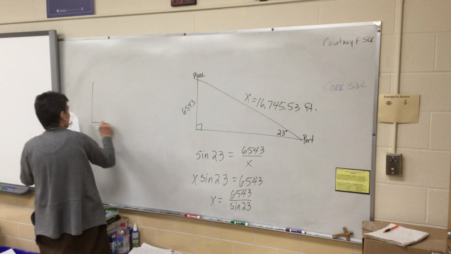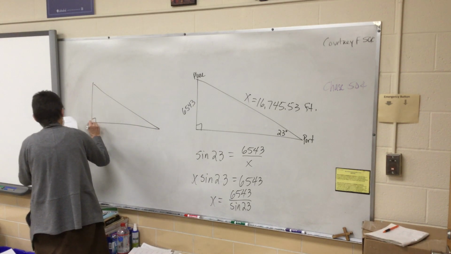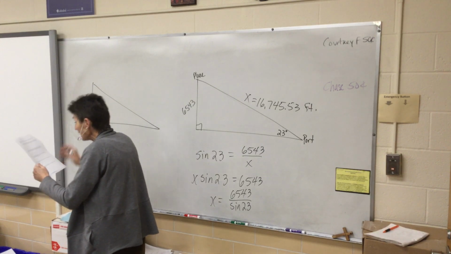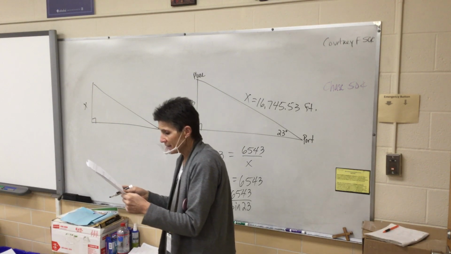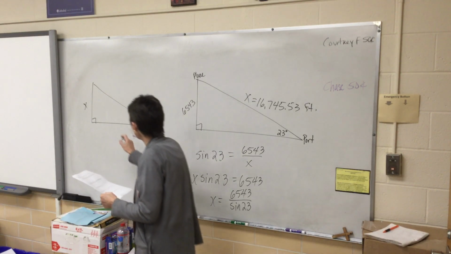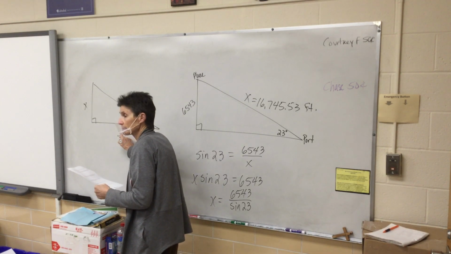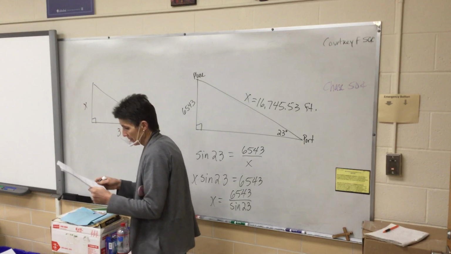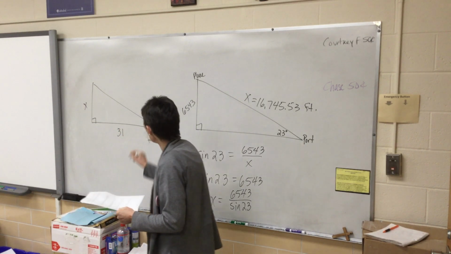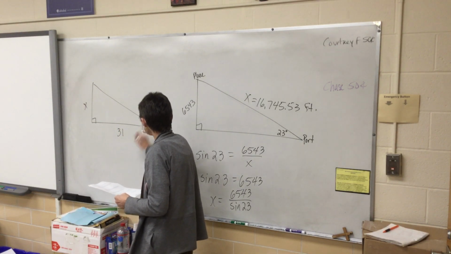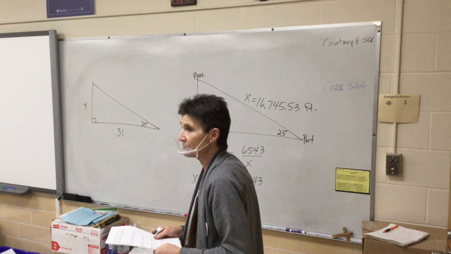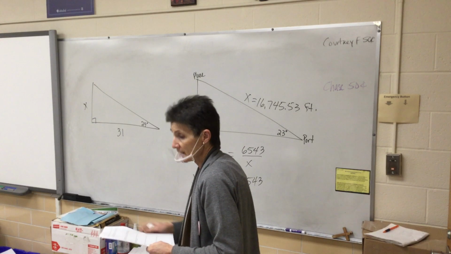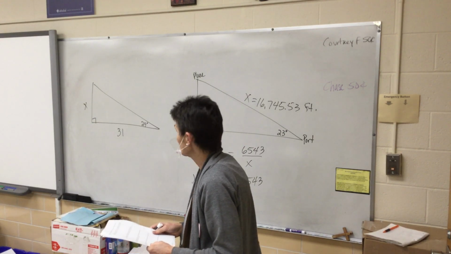Find the height of a flagpole that makes a shadow 31 feet long when the angle of elevation is 29 degrees. Now, does everybody understand why I put the shadow down there? Yeah. Because that's where shadows are on the ground.